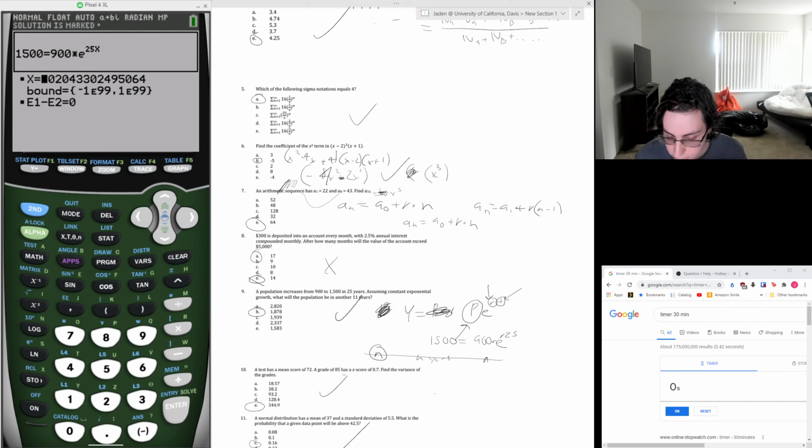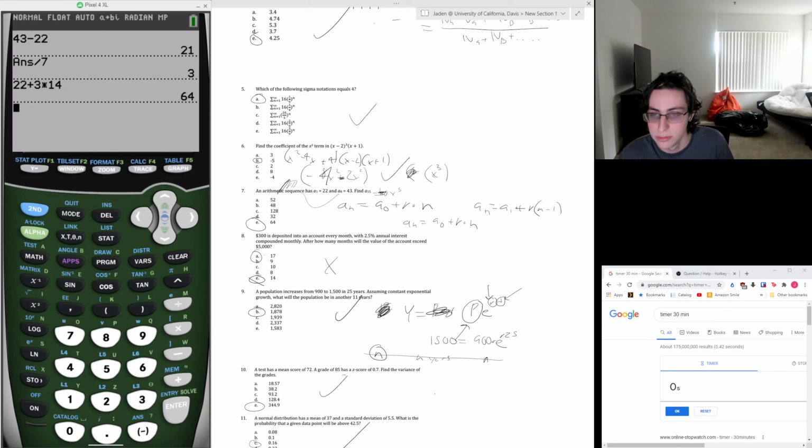Okay, so that gives us an x of 0.0204, blah blah blah, which means it's a 2% or so growth rate. Now I'm going to use a little trick. Assuming constant exponential growth, what will the population be in another 11 years? When you solve this, your calculator saves the value that you solved for, so you can come back to it later, which is super useful.